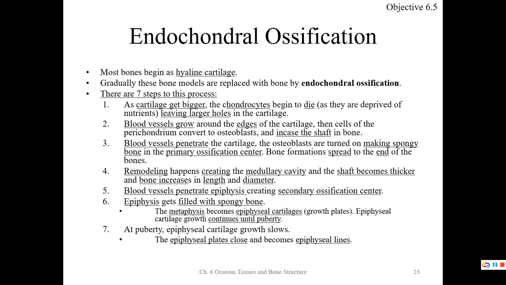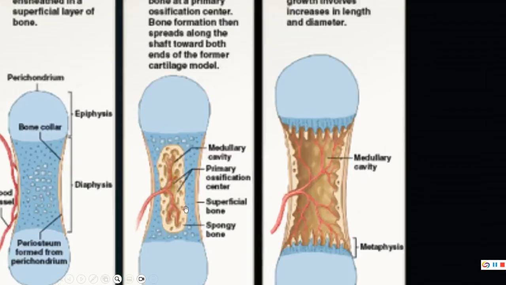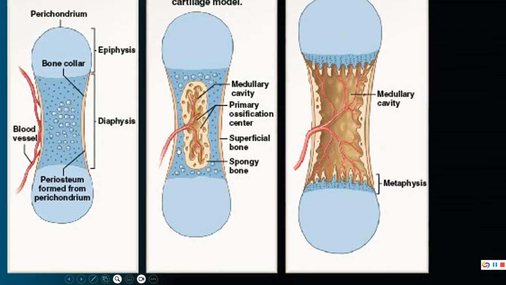Next, those blood vessels are going to penetrate the cartilage, and the osteoblasts are going to make spongy bone. That's called the primary ossification center. Bone formation will spread to the ends of the bones next. Here we can see the blood vessel penetrates the shaft, it goes in, and we form a primary ossification center.